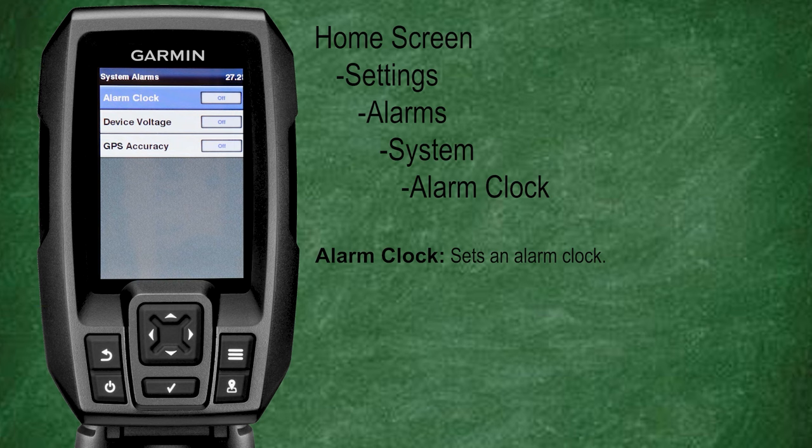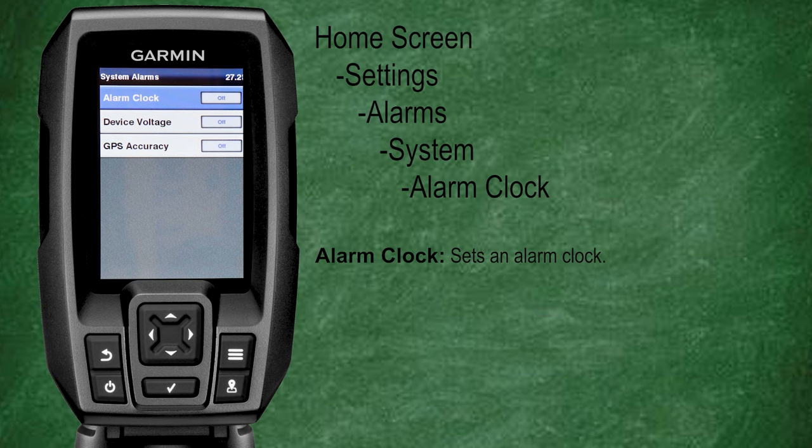Now we're going to look at some of the menu options for our tracks. Let's press the menu key. Now scroll down and select track. Here we can select track, track options, clear track, or follow track. Let's start by selecting track. Our first option lets you turn your tracks to show or hide. Turning the tracks to hide will hide all your tracks on the waypoint map.